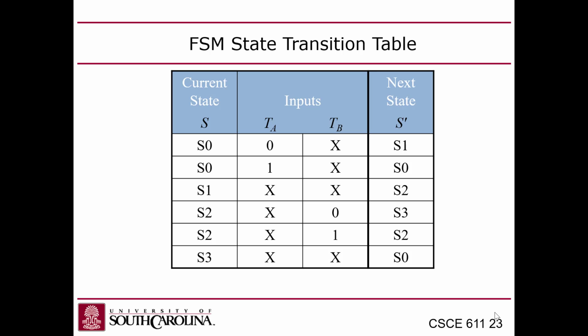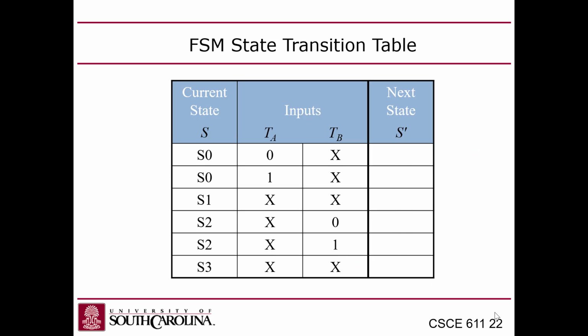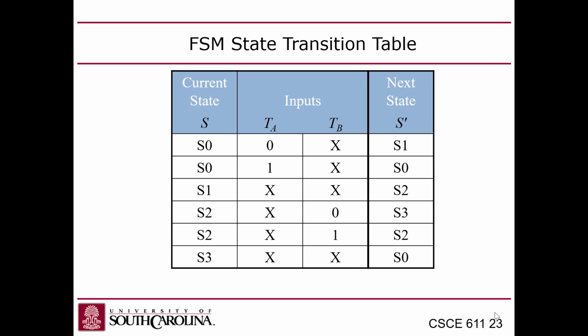If you're in S1, then both of the inputs are don't care because you have an unconditional transition from S1 to S2. See, there's no condition on this arc, and so that's why both of these inputs are don't care, which makes it so that there's only one row for state S1.